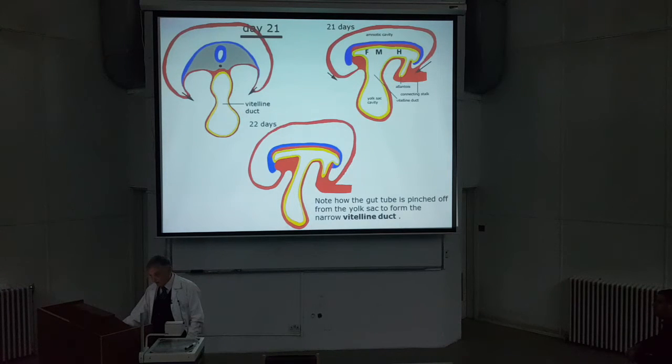And in day 21, there is a folding of the embryo to pinch part of the yolk sac into the embryo, and the rest is outside the embryo. So this is what is going to be the future gastrointestinal tube. This pinching is due to the folding of the embryo. We have two foldings, a longitudinal fold and a transverse fold.